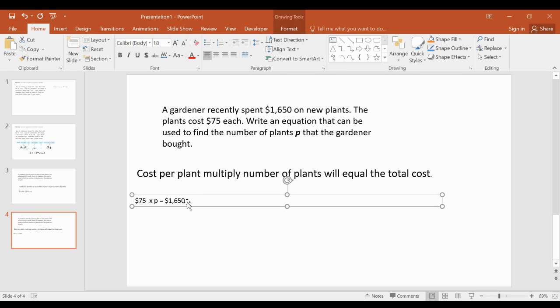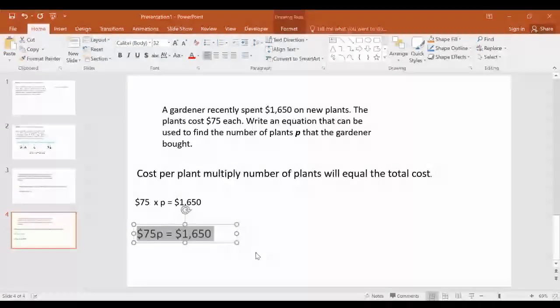I can rewrite this equation. Sorry, earlier I said expression. This is not an expression. This is an equation. I can write this also by removing that multiplication sign, and it will become 75P equals 1,650. Okay, here it is written just another way, but it is exactly the same thing.